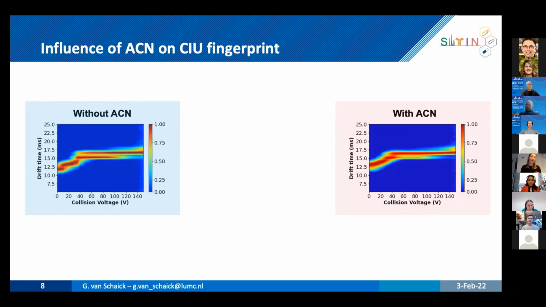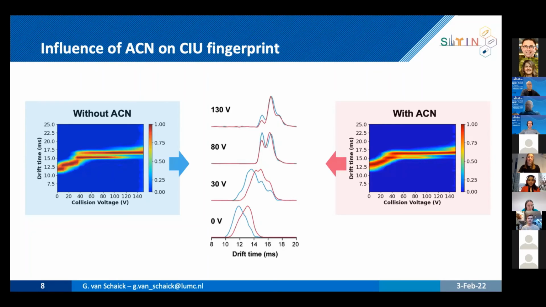So then we continued to look a bit more at whether we could see differences by adding a small percentage of acetonitrile to the mobile phase, because normally this is not considered native conditions anymore. So we compared the fingerprints of intact trastuzumab here, and we can already see some differences, some similarities, but I think if we look at the arrival time distributions, you can see it even more clearly, that especially for the first few voltages, the conformation in the mobile phase without acetonitrile has a lower drift time compared to the conformations with acetonitrile.